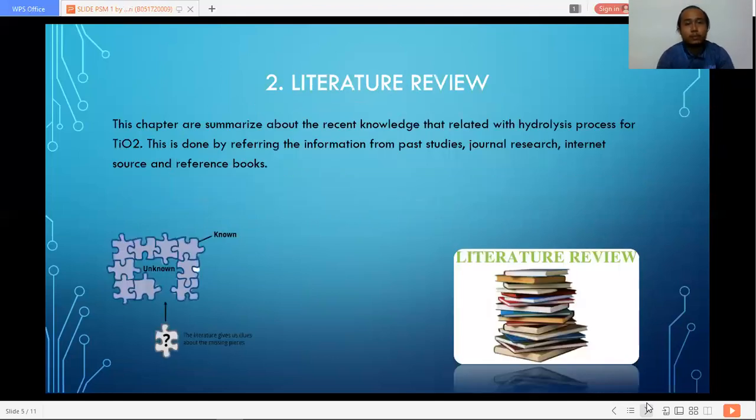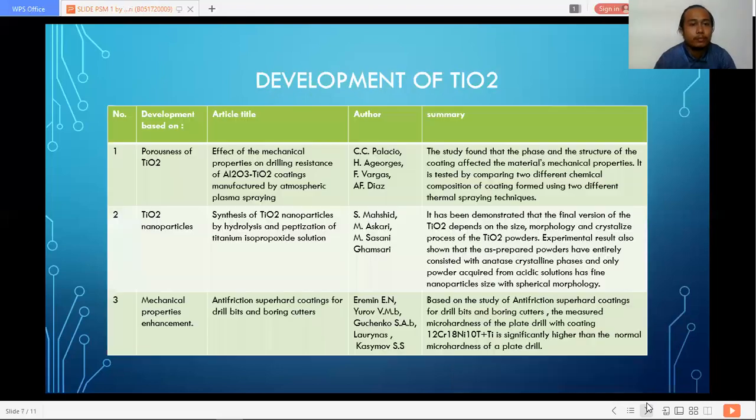And the second chapter of the project is the literature review. In this chapter, we summarize the recent knowledge related to the hydrolysis process for titanium dioxide. This is done by referring to information from past studies, journal research, internet sources, and also reference books. For the literature review, we mainly focus on the porousness of titanium dioxide, titanium dioxide nanoparticles, and lastly, mechanical properties enhancement.